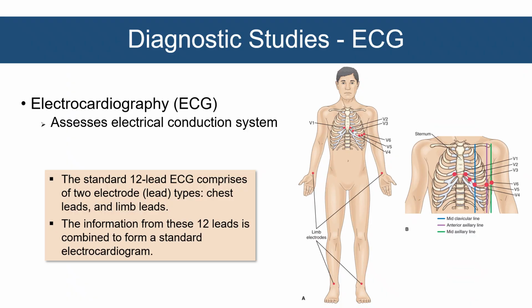Our next diagnostic study is the ECG, or electrocardiogram. This assesses the electrical conduction system of the heart. It is a 12-lead ECG, as you can see here where all those red dots are. That's where the leads are placed. This can be done on a routine basis, or it can be done in an acute emergency basis. It's going to give us a graphic recording of the heart's electrical activity. It can show dysrhythmias, new or old heart muscle damage, electrolyte abnormalities, and heart hypertrophy.